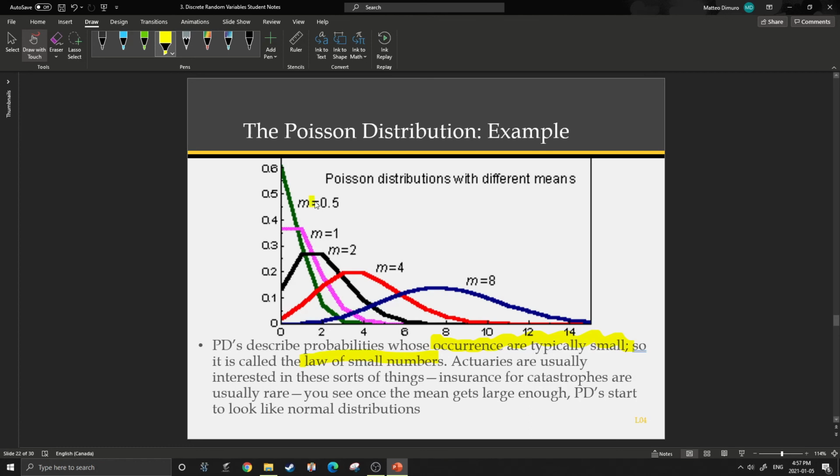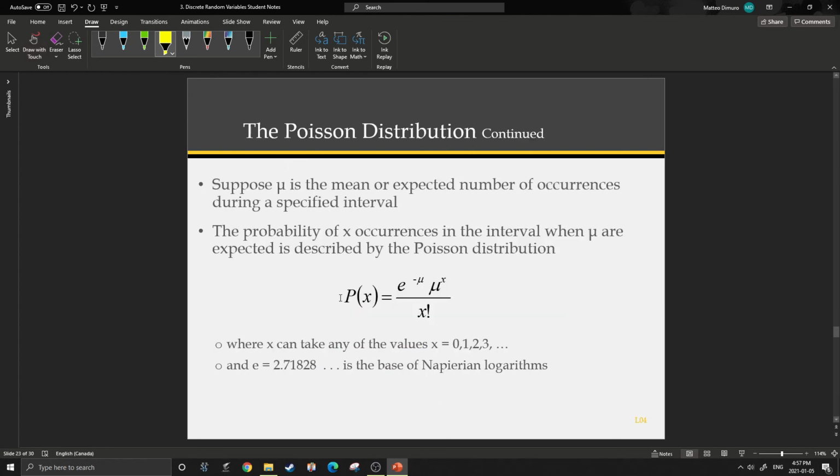As the sample gets larger and larger in our picture, if you look at these diagrams of the distribution, once we get to 8, this is already looking like a normal distribution. So it doesn't take long before a Poisson distribution starts looking like a normal distribution, and then we'd use a different formula. So, what is the actual formula?